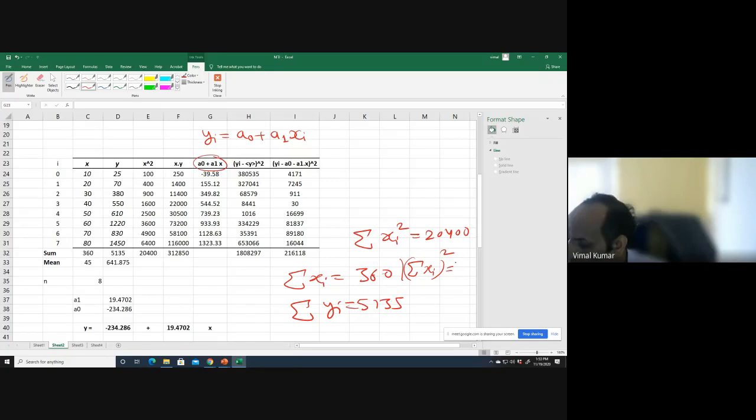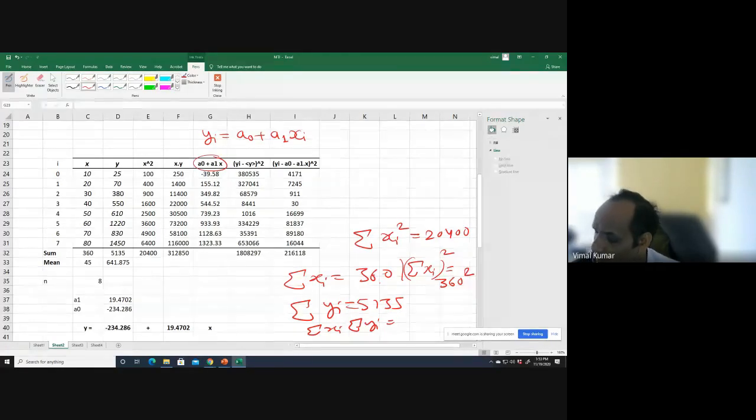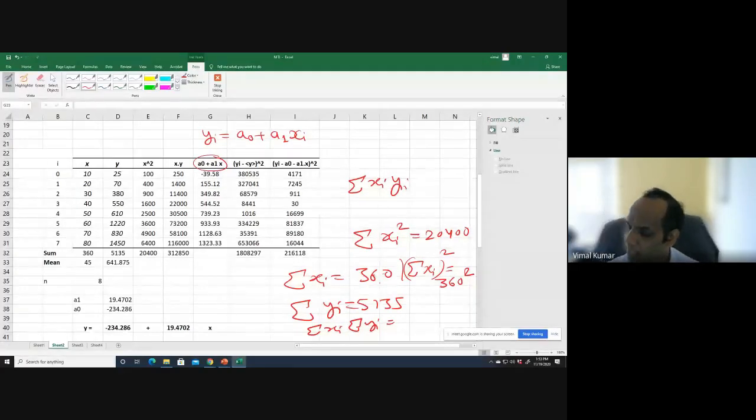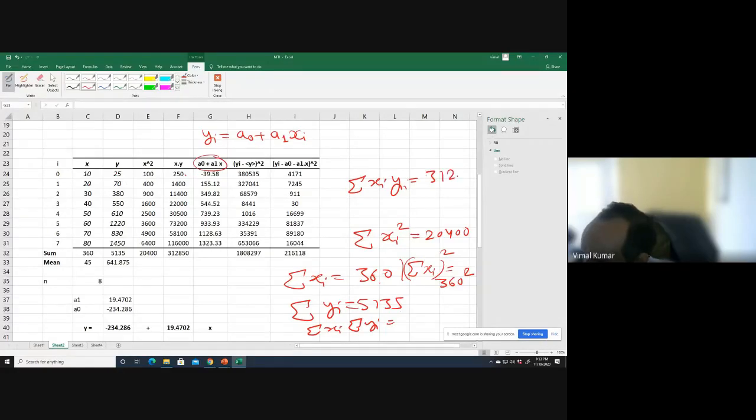I have not written here, but it will be like 360 square. Sorry, I'll rewrite over here. It is like 360 square. Okay, and then I need sigma xi into sigma yi, so I just simply multiply this value 360 into 5135. The other thing which I need is sigma xi yi. So I have to multiply x and y, 250, 20 to 70, 1400, and then take the summation of that. So it is like 312850.